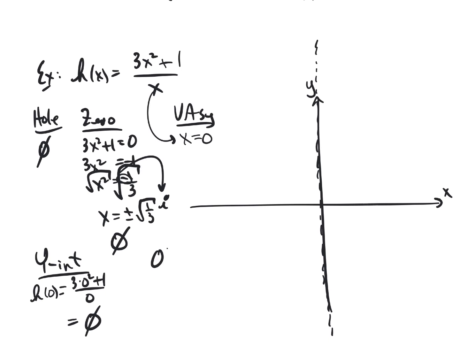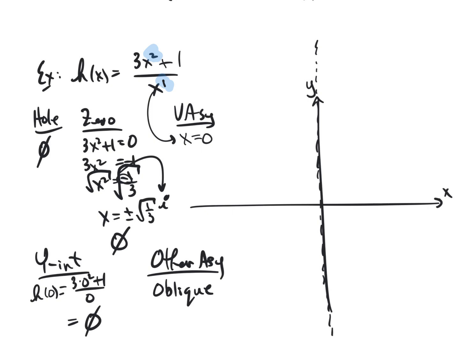And then finally, the other asymptote we get by checking the degrees. The biggest power up top is 2. The biggest power down below is 1. And when the degree of the top is bigger than the degree of the bottom, then we're going to end up with either an oblique or a curvilinear asymptote. In this case, it's going to be oblique. I'll show you why in just a second.